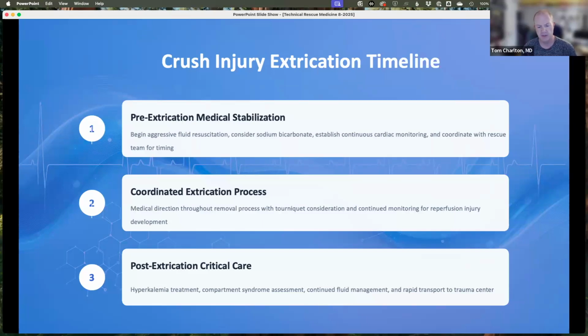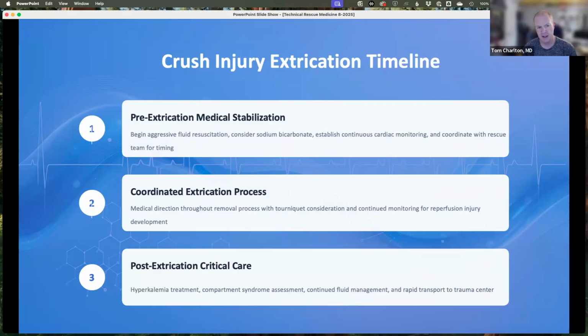So again, initial priority really does need to be ABCs, but also then initial IV fluid resuscitation with or without sodium bicarb. Again, if it's an environment where we can get a cardiac monitor in there, great. Let's get cardiac monitoring in there. Potentially talk about pain meds, and that may mean that we're going to do intramuscular meds, because we can't get great access to them. So kind of help develop a plan with incident command.